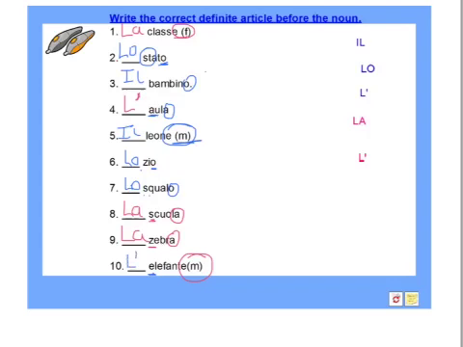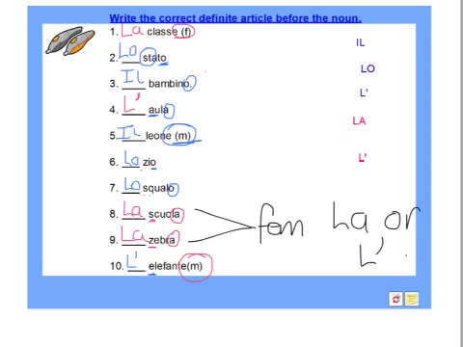Essentially, be careful with these ones because they're feminine. The feminine choices are only la or L apostrophe. Okay, so that's why. Don't get confused if that's S plus a consonant. Don't think that that's masculine. It's not. Okay? Right, we'll now move on to the next slide.